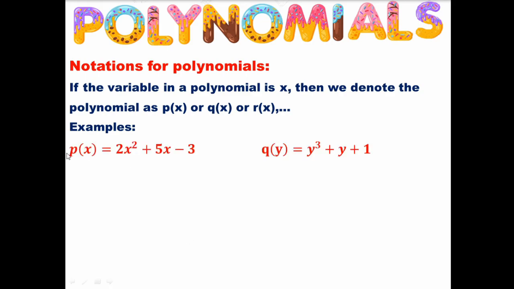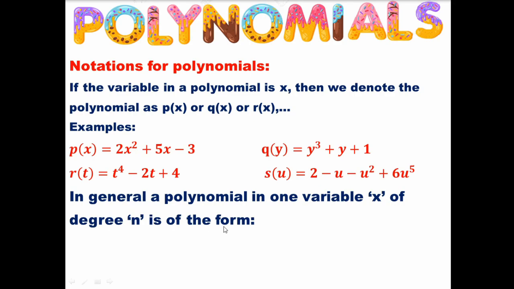For example, p of x equals 2x square plus 5x plus 3. This is a polynomial and the symbol I use is p of x. For a polynomial in y, I use q of y. So one alphabet together with the variable. And if it is a polynomial in t, then I represent it as r of t. So we should also include the variable. That's very important. And for a polynomial in u, I take s of u. So this is how we denote polynomials using alphabets, right?